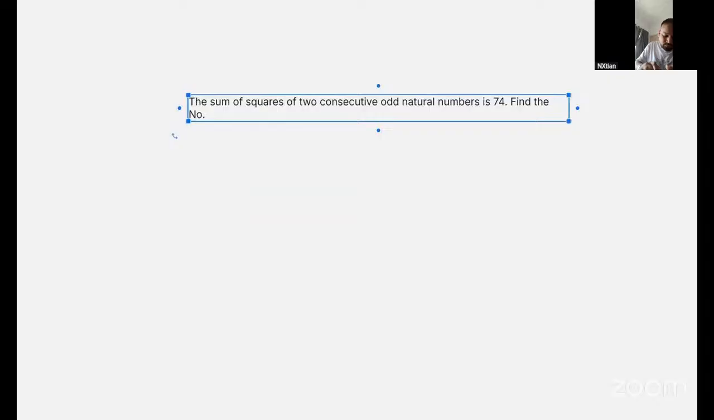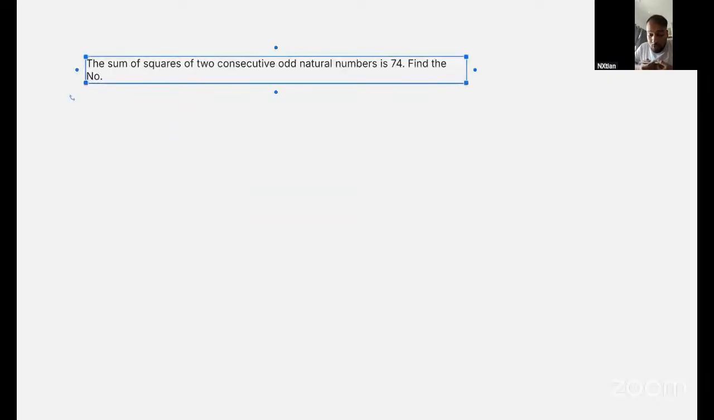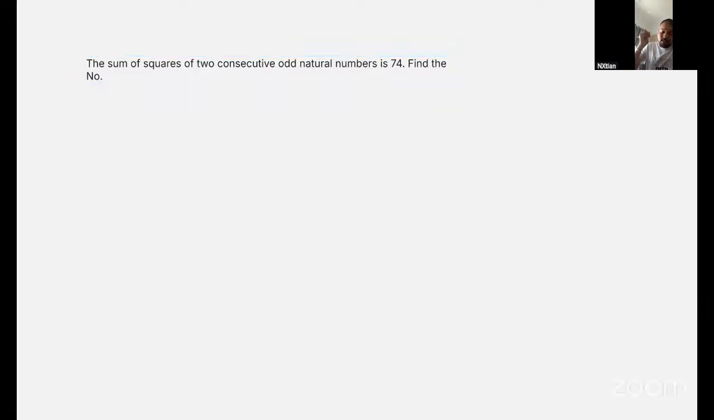Okay, here's the question. The sum of the squares of two consecutive odd natural numbers is 74. Find the numbers. Now guys, how to solve these types of questions in which it is given the sum of the squares of two consecutive odd natural numbers is 74. First of all, we'll understand what is the meaning of consecutive.